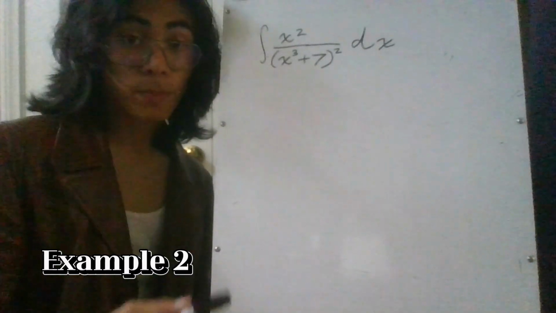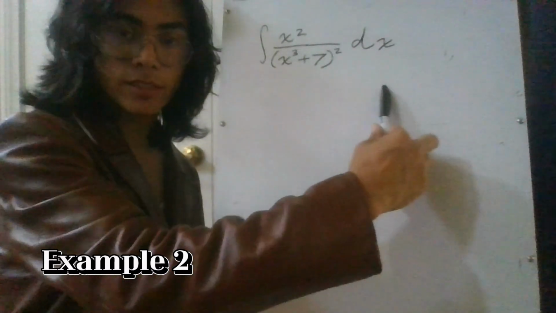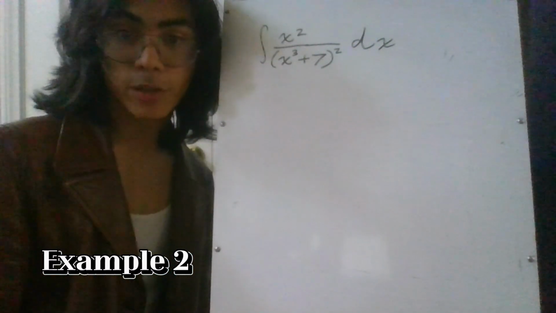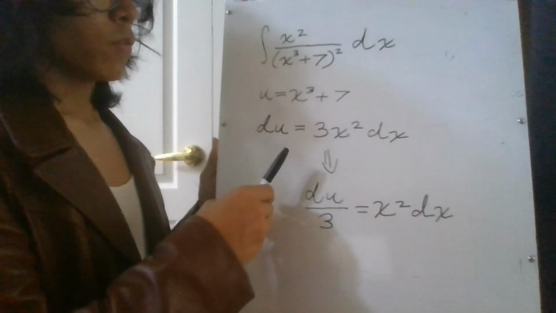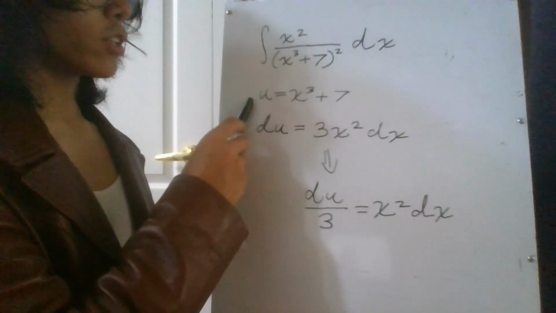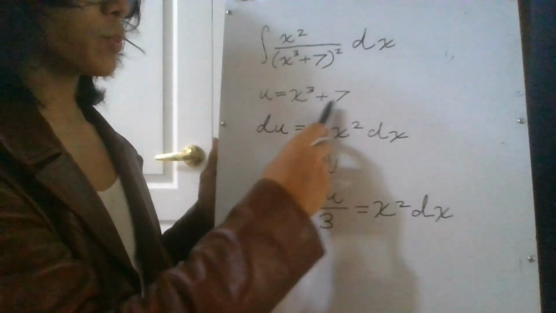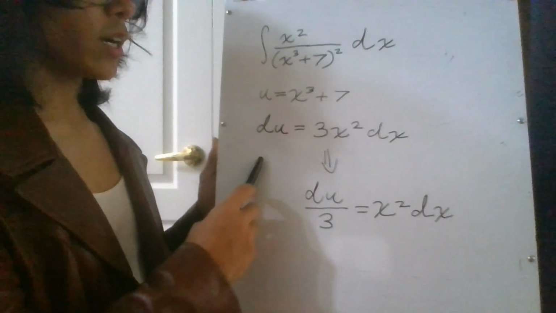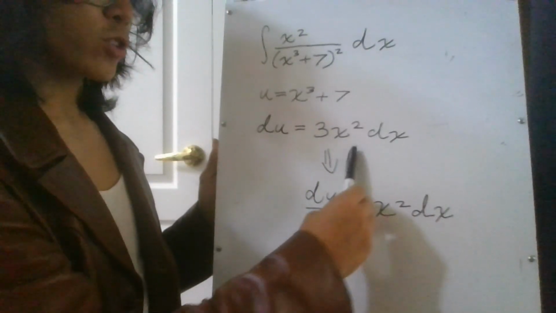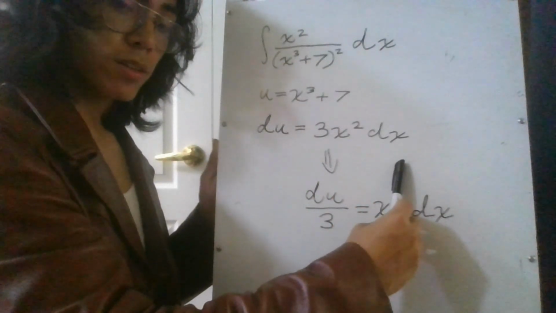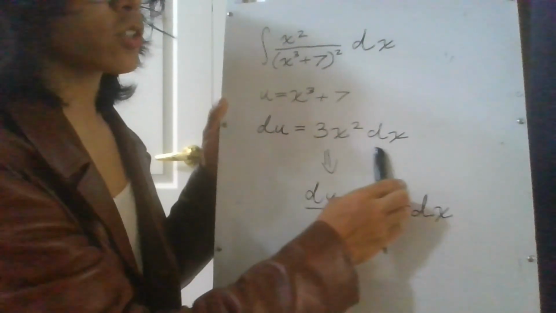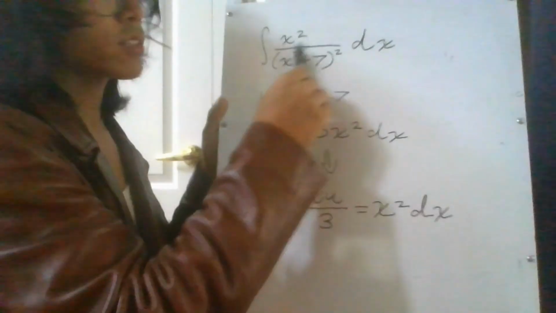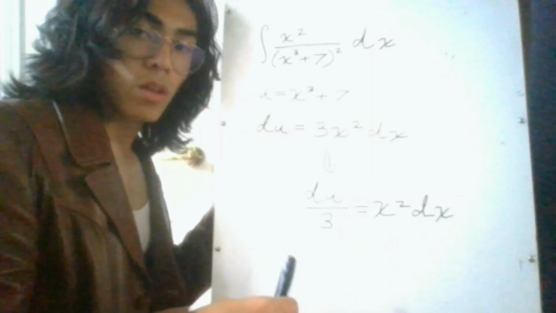Example 2. Remember, pause the video and make sure you try these examples out on your own before you listen to my explanation. For this problem, we set the inner function u equal to x cubed plus 7. This implies that the differential of u equals 3x squared dx. However, this becomes a problem because we don't want 3x squared dx, we want x squared dx.